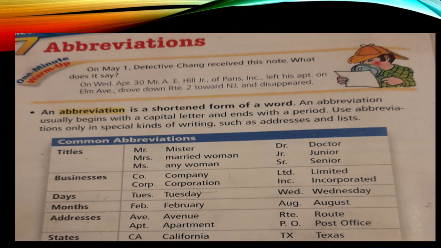Months of the year: February, Feb. August, Aug. October, Oct. December, Dec. So you can copy that from a dictionary again. Addresses: avenue, Ave. period. Apartment, Apt. period. Route, Rte. period. PO box, P period O period. Remember, capital letters in red, punctuation in red.